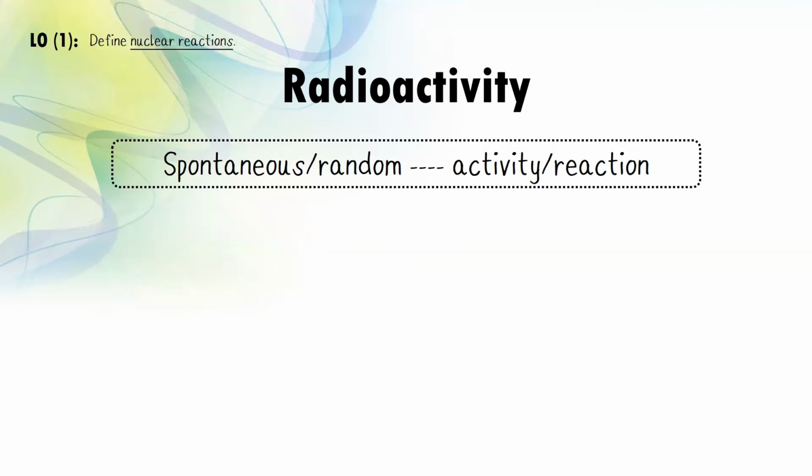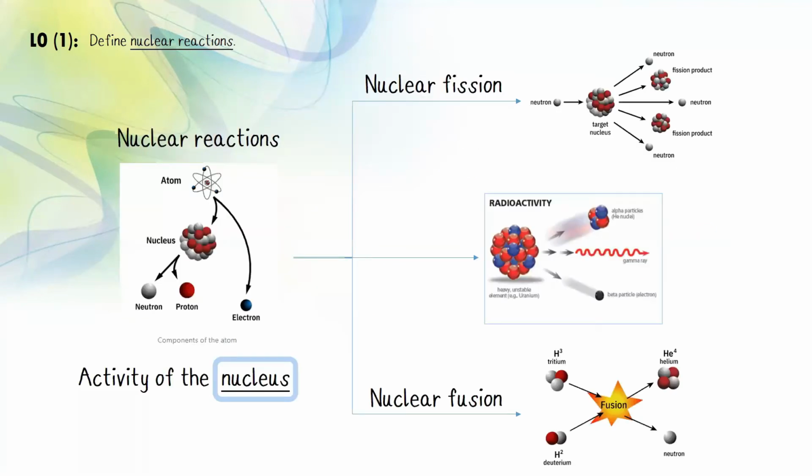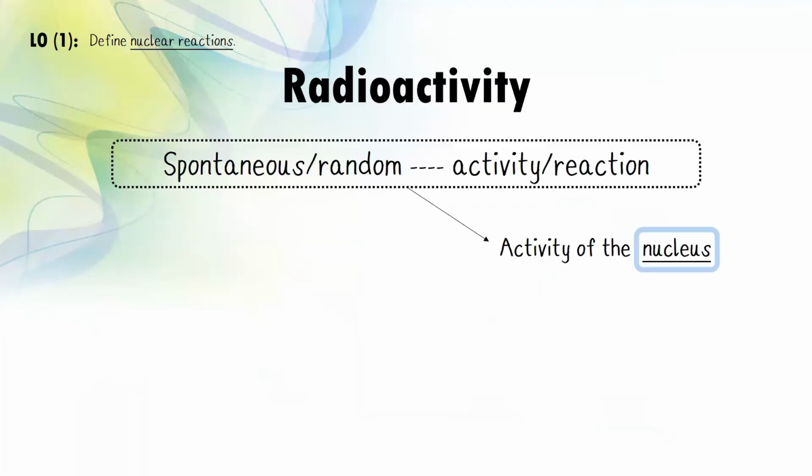Now we are going into the first learning outcome. The activity is the activity by the nucleus of an atom. However, the nucleus can also undergo different activities named as the nuclear fission and nuclear fusion as shown here. The nucleus undergoes such activities in order to achieve stability.